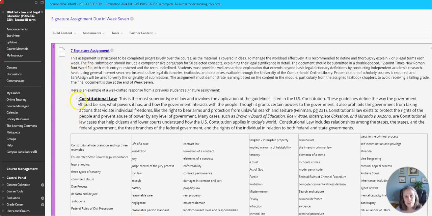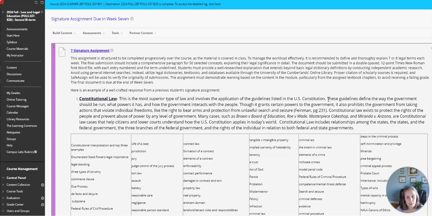In this one I use constitutional law, which is not one of the terms for your choices this week. The first part of it is a definition, kind of a textbook definition of what constitutional law is. And it does go to the step of saying the U.S. Constitution to show that we're talking about the United States.